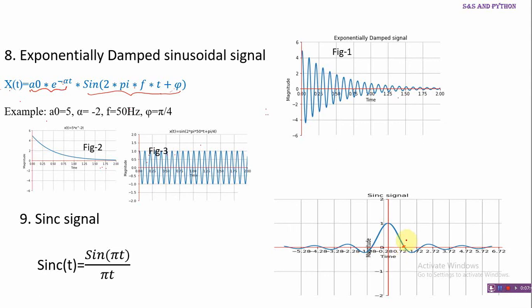It will have 0 values at t equal to 1, t equal to 2, t equal to 3, like this. That is for integer values of t. It will have the 0 value on either side of the y axis. For both positive and negative values of t, for integer values, the signal crosses 0 on either side. This is the sinc signal.